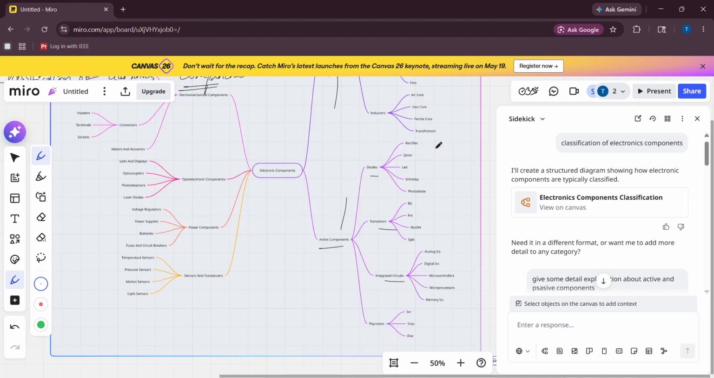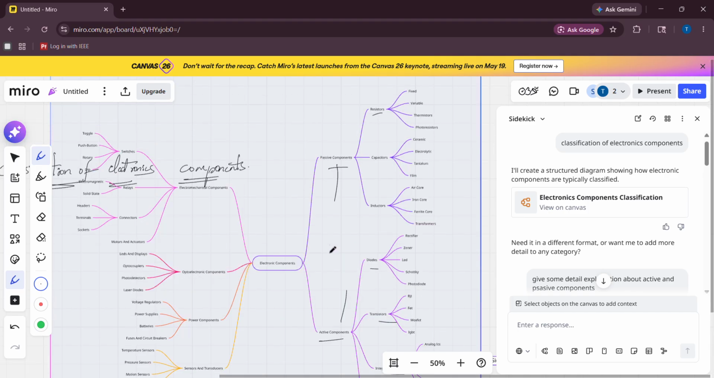In diodes, there are rectifiers, Zener diode, LED, Schottky diode, photodiode, PIN diode, tunnel diode. So many types of diodes are there. Transistors: BJT, FET, MOSFET, JFET. So many things in transistors also. Coming to integrated circuits: analog IC, digital IC, microprocessor, microcontrollers, memory IC, so many things. Like that, there are different types in the active components.